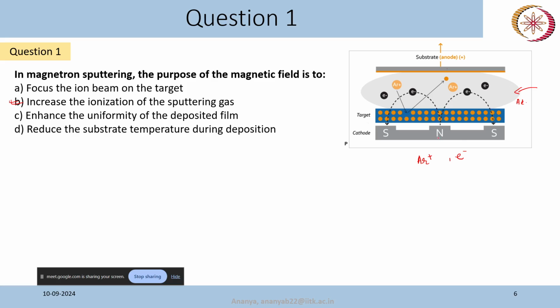Argon atoms will become ionized. So electrons will hit argon, and that will give argon plus ions. So it will increase the number of argon ions, which will overall increase the deposition rate, because these argon ions will hit the target and increase the number of sputtered atoms, and that will overall increase the deposition rate. Okay, so the answer is B.